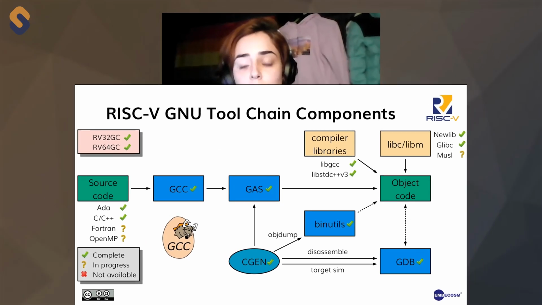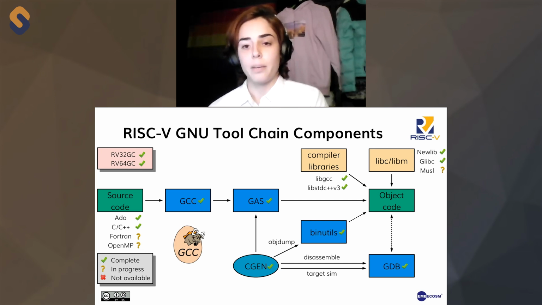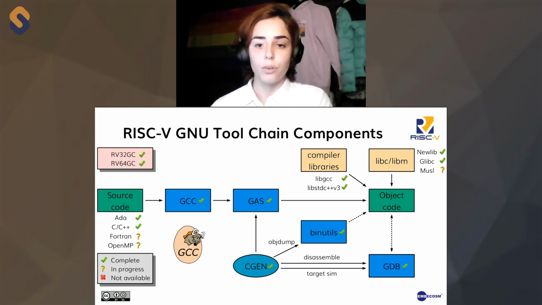So here we see all the components which make up a modern GNU toolchain. For standard RISC-V, we can already compile Ada, C, and C++ with future support for Fortran and OpenMP. We have the compiler, GCC, the GNU assembler, GAS, the GNU debugger, GDB, and a set of binary utilities. We also have low-level libraries to support C and C++ on any RISC-V variant, and also a range of standard C libraries for systems both large and small. We have the option to use a handwritten assembler or to use CJang to generate assembler, disassembler, and simulator from a semi-formal description.